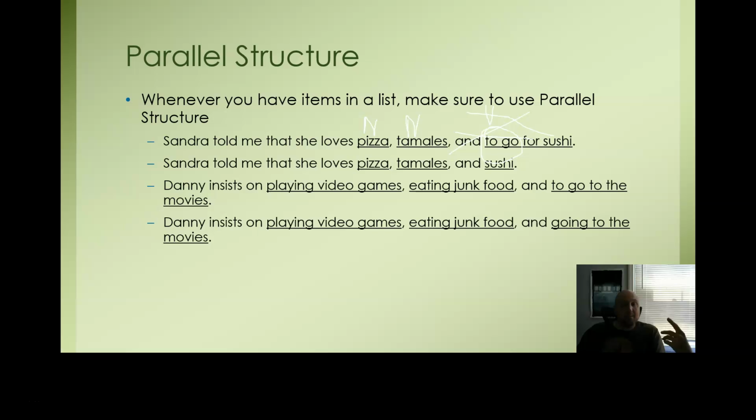So what we're going to do to make it parallel is to think of a way that we can rephrase the third piece of the list here in a way that we can make it a noun. And it just so happens that our noun is already here in sushi. So all we have to do is revise this sentence and say, Sandra told me that she loves pizza, tamales, and sushi. Noun, noun, noun. It's parallel. See if you can see what's going on with the second set of sentences.